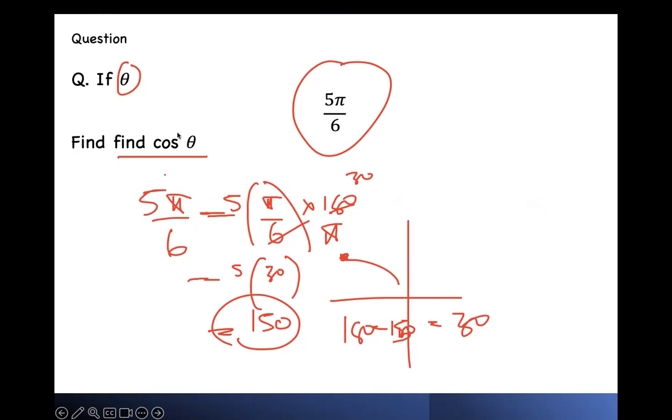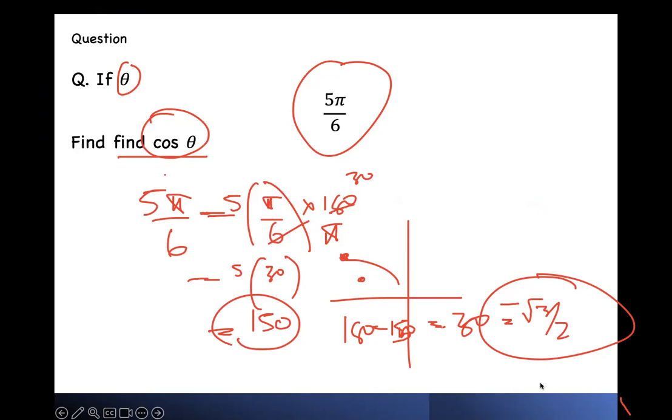But what they're asking us is cosine. Cosine in quadrant 2 is negative. Therefore, I know cosine is what? Square root of 3 over 2. And I'm going to have a negative sign. And this is your answer: negative square root of 3 over 2. It's a negative sign because we're dealing with cosine.